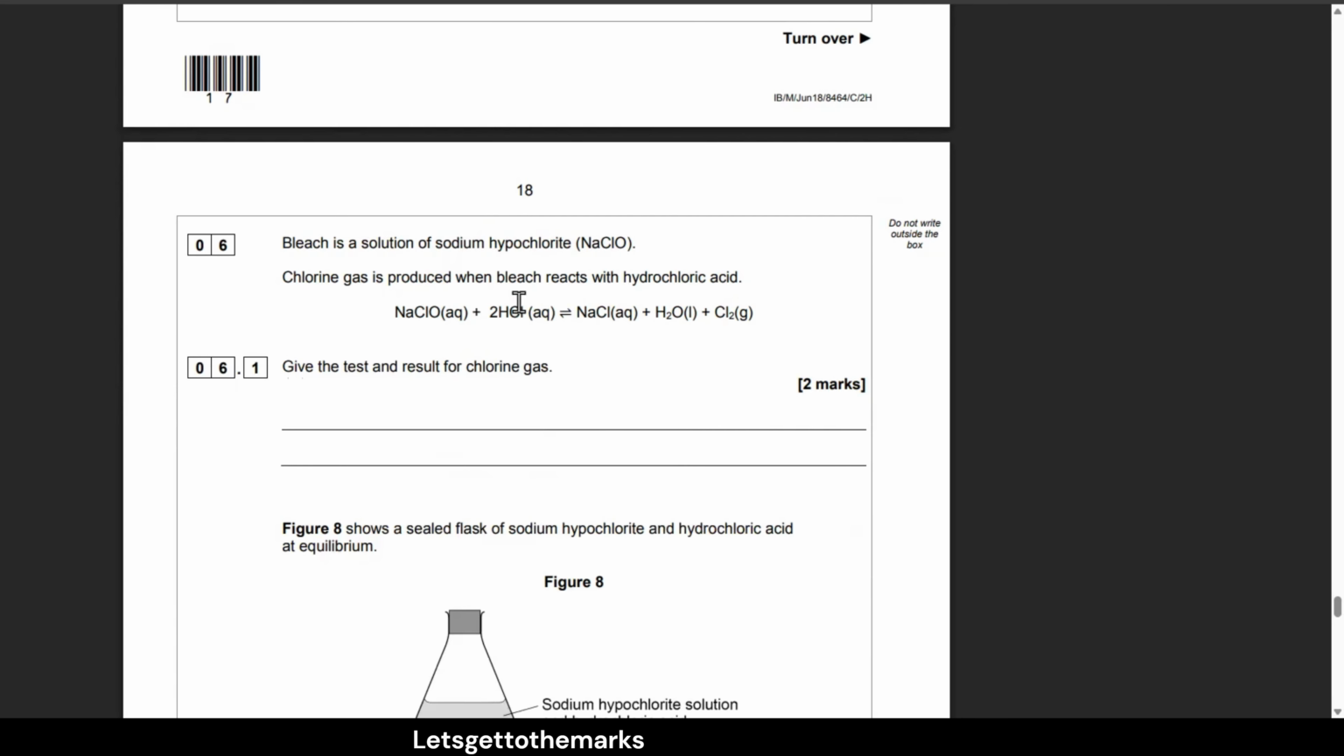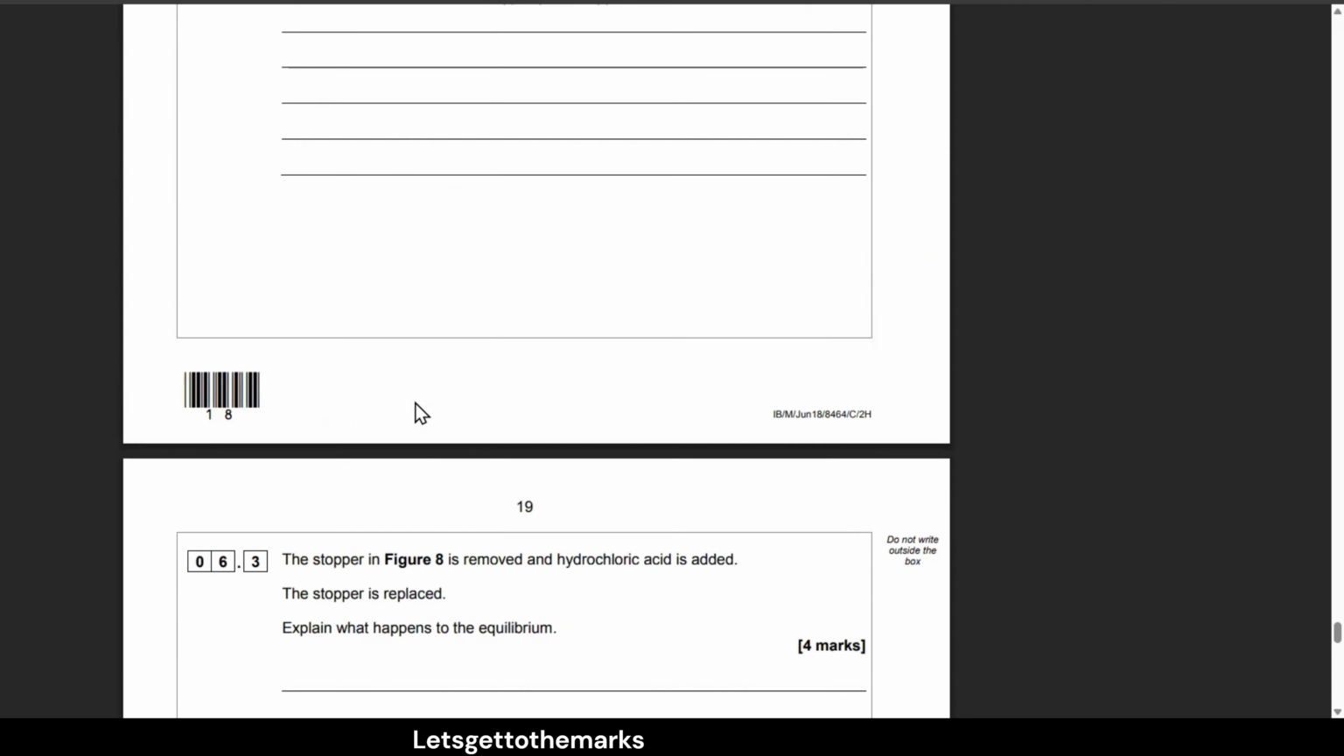So they've said acid was added. Explain what is going to happen to the equilibrium. The equilibrium position will shift to the right in order to oppose the change. So it's going to shift to the right to remove the hydrochloric acid and oppose the change. Let's go and put that in the answer area.